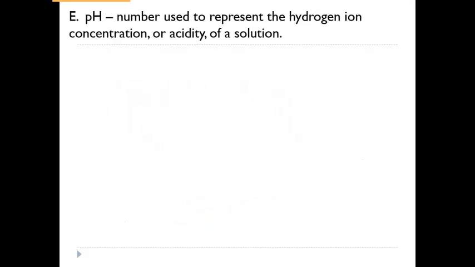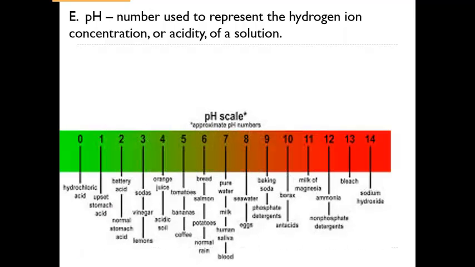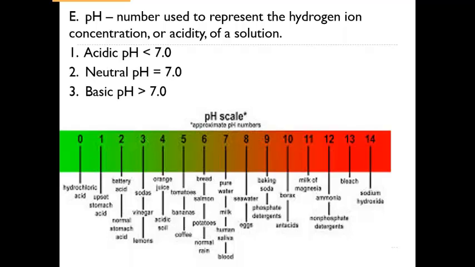And while we're looking at acids and bases, the pH scale is something that is definitely part of acids and bases and will come up. This is the number that we use to represent the hydrogen ion concentration. So how much hydrogen ion do we have within a solution? And this scale may look familiar. It's on a 0 to 14 scale. If it is less than 7, then it would be considered acidic. 7 is neutral, and anything higher than 7 is basic.